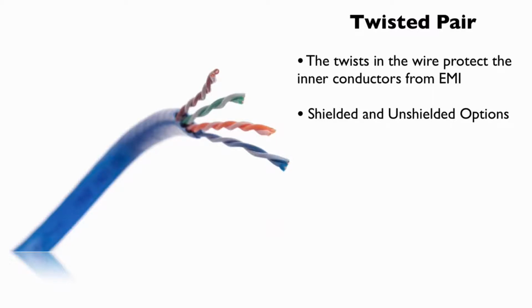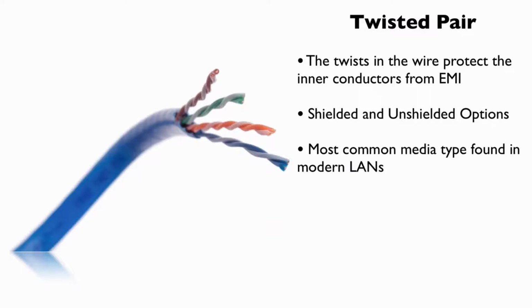Even with unshielded twisted pair, we can still make ourselves somewhat immune from electromagnetic interference, EMI, just by, as we said earlier, creating a sufficient number of twists in the wiring. And this is by far the most common type of local area network media that we're going to find today. And on screen you see that we have different colors of wires inside of this unshielded twisted pair cable.